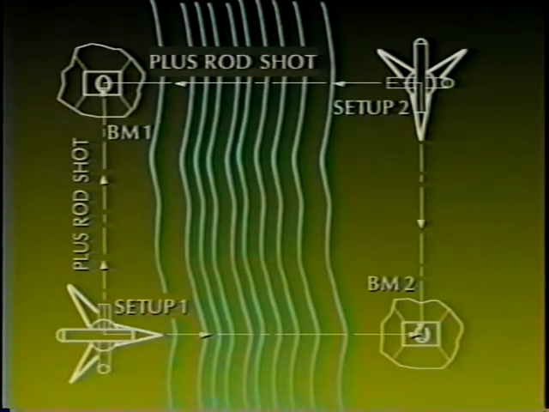In our example, the level is set up at point number 1. A backsight is taken on the rod placed on BM number 1. A foresight is then taken on the rod placed on BM 2. The difference in elevation between BM number 1 and BM number 2 is determined by differential leveling. It is customary to take several backsight and foresight readings at setup number 1 and average the shots. It is also recommended to use two rods.